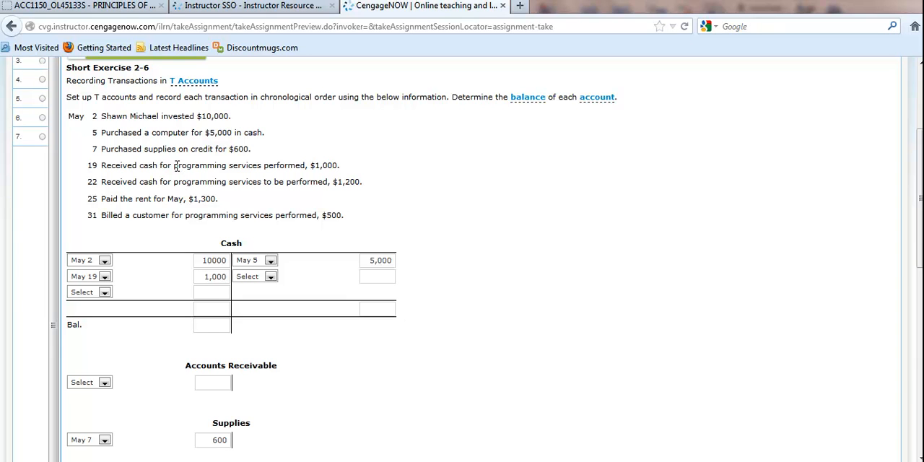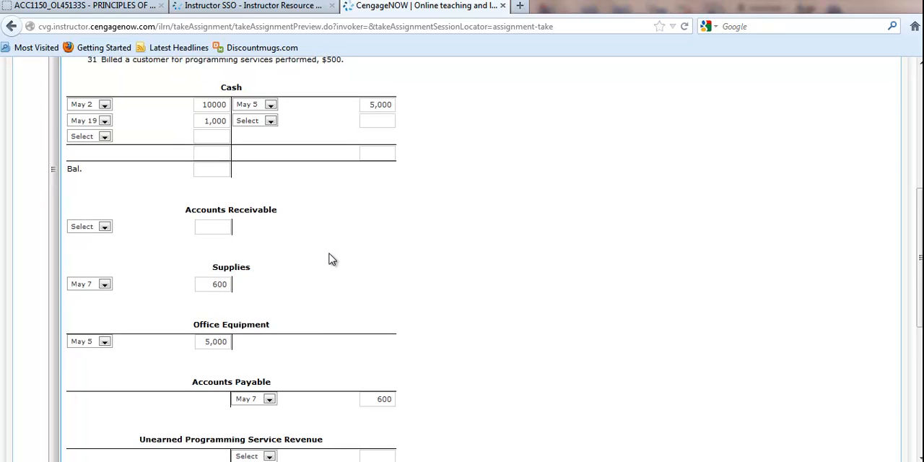Why did I receive cash? Well, I received cash for programming services performed. Okay, so that's my revenue account. Basically, I have a programming services company. I went out and I performed a service. I helped somebody with their computer, so they paid me $1,000. So that needs to go into my earned revenue account, the $1,000.